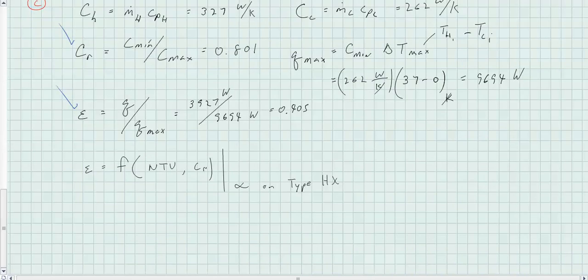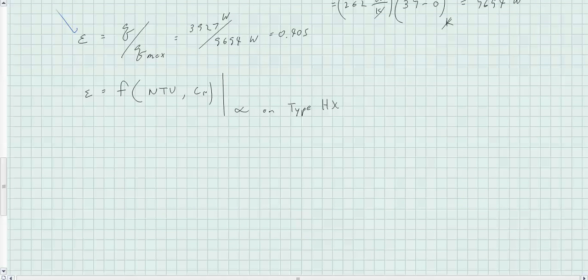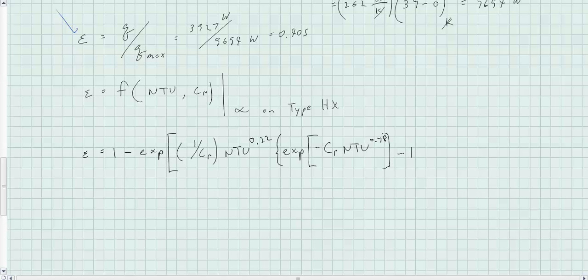So let's write it out. Epsilon equals 1 minus the exponent, first bracket, second bracket, 1 over C sub r times NTU raised to the 0.22, third bracket, another exponent, another bracket, negative C sub r NTU, this time it's raised to the 0.78, close that bracket, minus the 1, curly bracket, and then the final bracket.